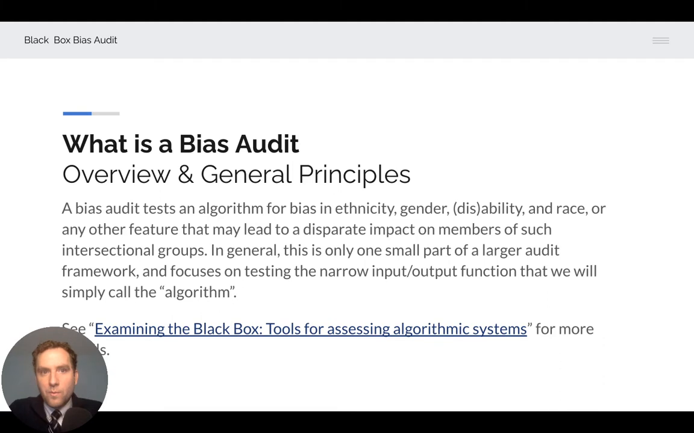So let's dig a little bit deeper into what a bias audit is, and let's talk about the overview, just general principles. A bias audit tests an algorithm for bias in ethnicity, gender, disability, race, or any other feature that might lead to disparate impact. In general, this is just one small part of a larger audit framework. Typically, you would look for risk in the entire system, and one of the risks is going to be bias. A bias audit or a bias assessment is really just a targeted test for the algorithmic system itself. There's a really great paper by the Ada Lovelace Institute, Examining the Black Box: Tools for Assessing Algorithmic Systems, and this talks a lot about testing for bias.